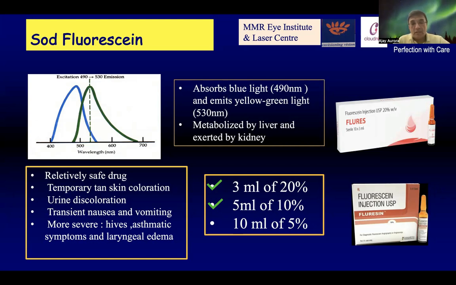There may be transient nausea and vomiting, and whenever this starts happening, I tell my patients to do deep breathing while the procedure continues. In more severe cases, the patient can have asthmatic symptoms or a laryngeal edema. The dye is metabolized in the liver and excreted by the kidney. You have three concentrations available: 20%, you inject 3 ml; 10%, you inject 5 ml; and 5%, you inject 10 ml. What we normally do is to inject either 20% or 10%.